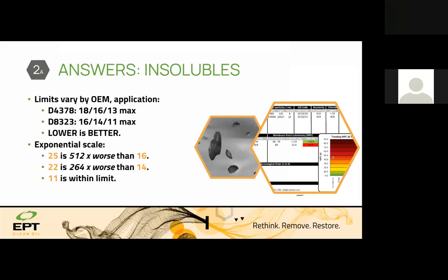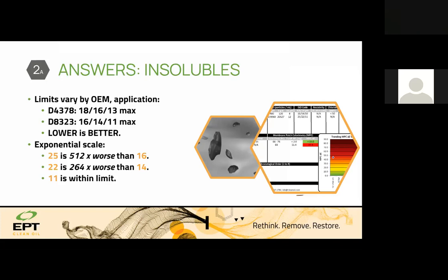So we needed 16, 14. And then 11 is within the limits. 11 was the particles bigger than 14, which means the valve, or in that EHC system, it's doing the job for bigger particles, but it's not doing its job for small particles.